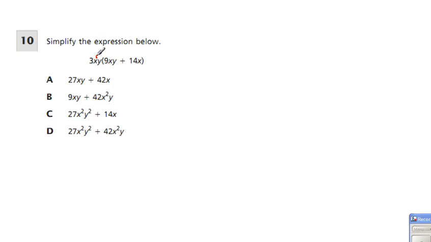Here, once again, we will distribute 3x right to both of them. And we'll end up getting 3 times 9 becomes 27. And x times x becomes x squared. Y times y becomes y squared. Now, when 3 is multiplied to 14, we will end up getting 42. Now, x times x becomes x squared. But there isn't any y, so we're just going to drag down y by itself here. Therefore, our final answer will be this, which is choice D.